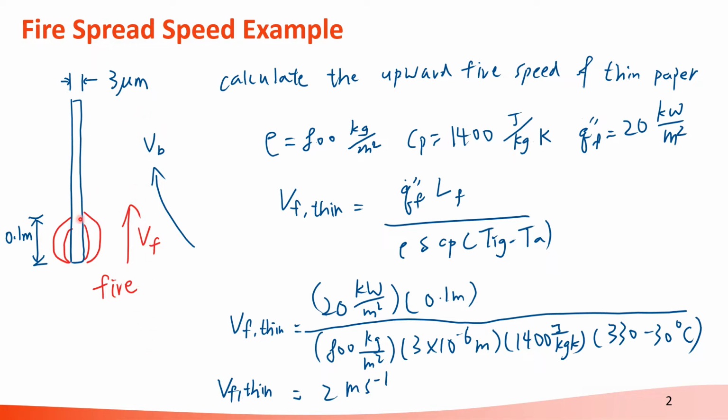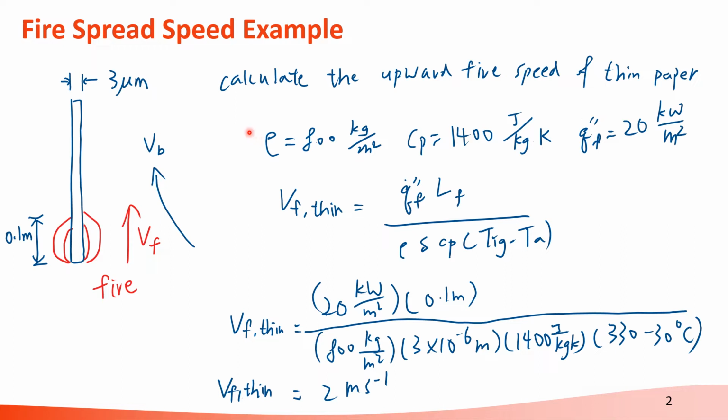And also, as we are having a fire in the paper, the temperature difference between the fire and the air will cause a buoyancy velocity. I will discuss these things in the next slide. So we try to calculate the fire spread speed first.